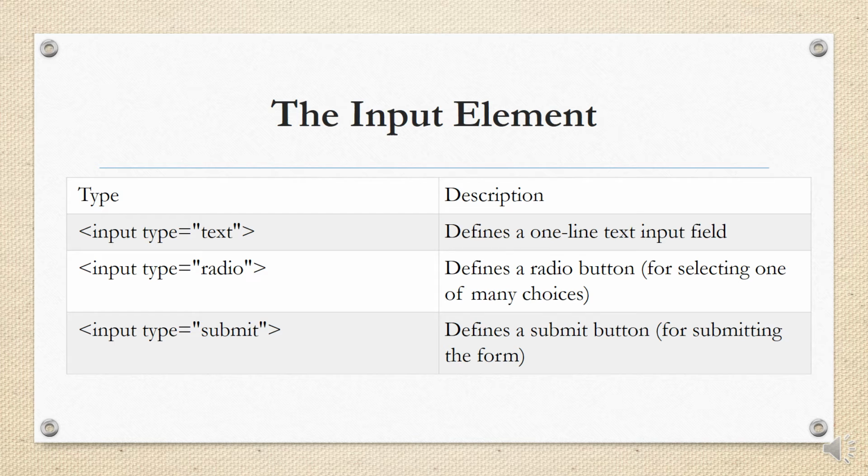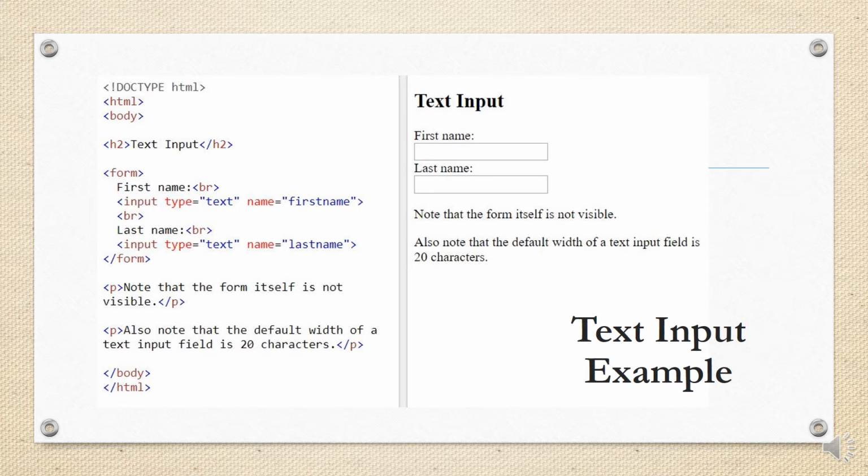And if we use a submit type of input, we are telling the form that it defines the submit button. That's the ending button that will submit everything for processing the data. Here we have it. This is just an example of a text input.